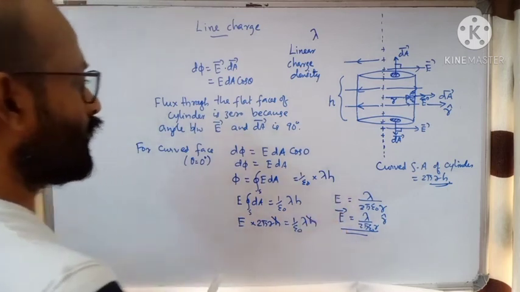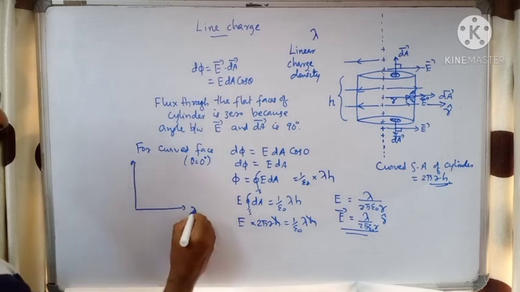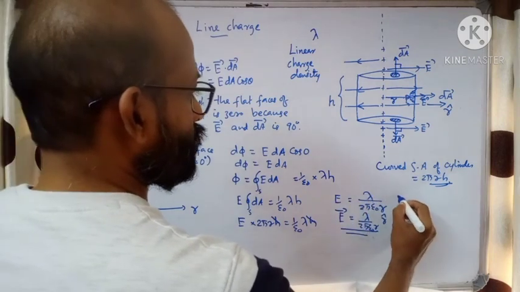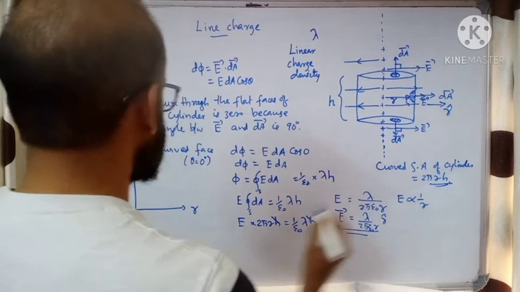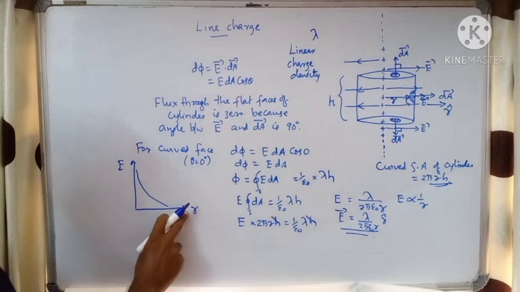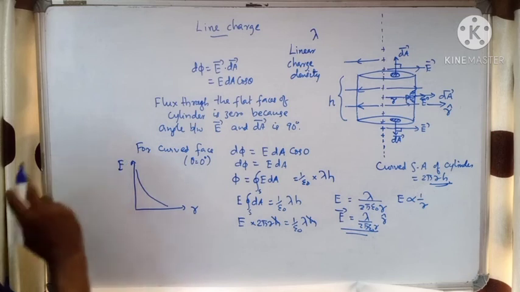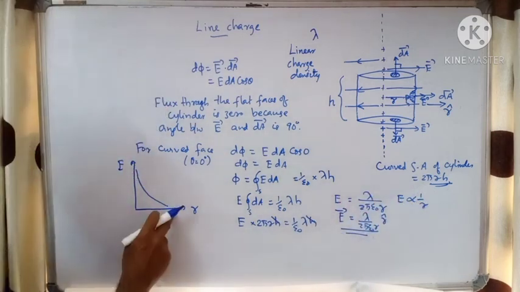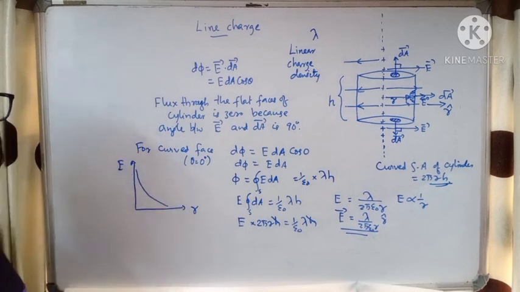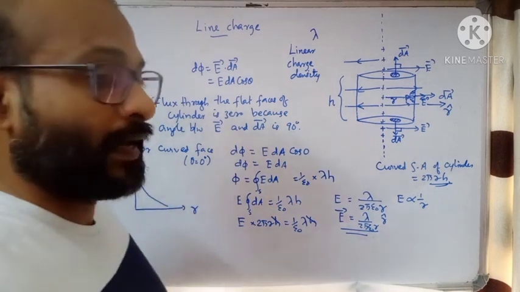Now how can we show graphically the variation of electric field with distance? If this is the distance r, this is the electric field. All these others are constants, so we can say E is proportional to 1 by R, and this will be the shape of the graph. When R increases, the value of E decreases. When R decreases, E has a large value. When R increases, the value of E goes on decreasing. That's the graph connecting electric field and distance for a line charge.